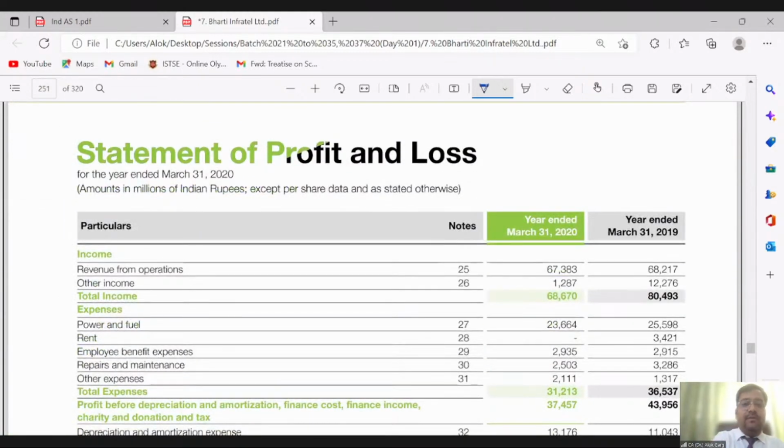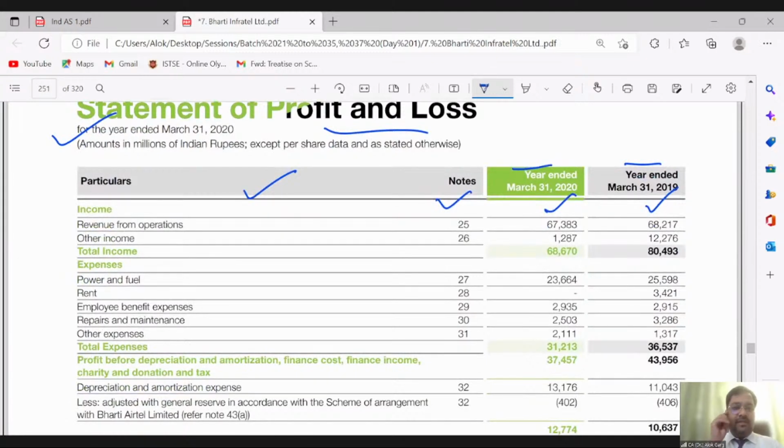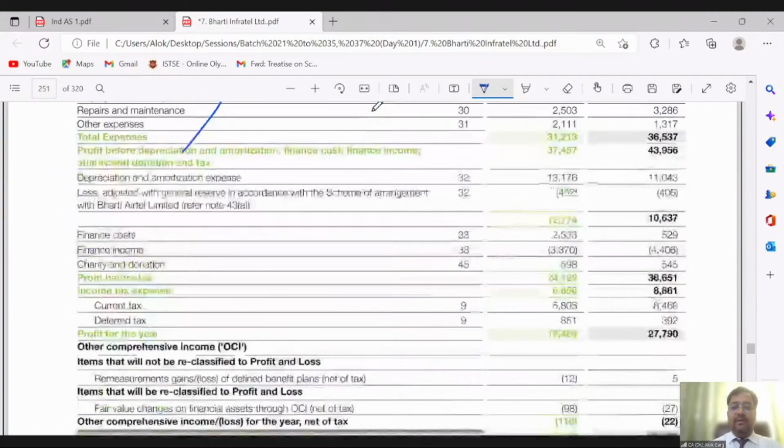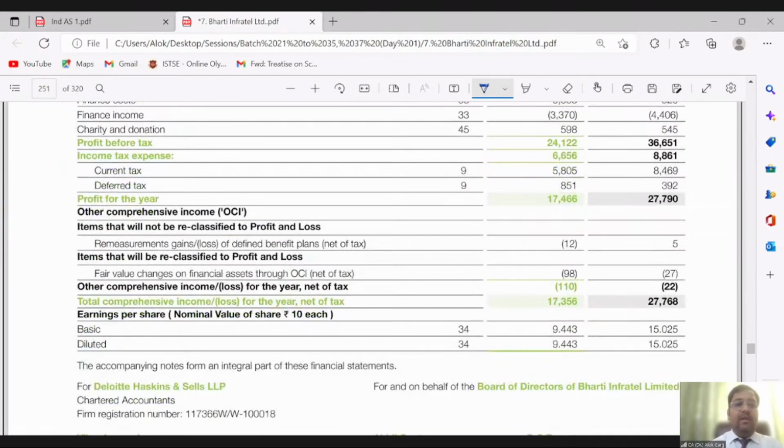Statement of profit and loss for the year ended. Okay, so this is particulars. This is the current year, and this is the last year, right? In the balance sheet, the word is as at. In P&L, the word is year ended. If you see the statement of profit and loss, income is there: revenue from operations, other income, total income. Some expenses are there, right? And after expenses, you can see the profit before tax is there, income tax expense is there, profit after tax is there, which is known as the profit for the year.